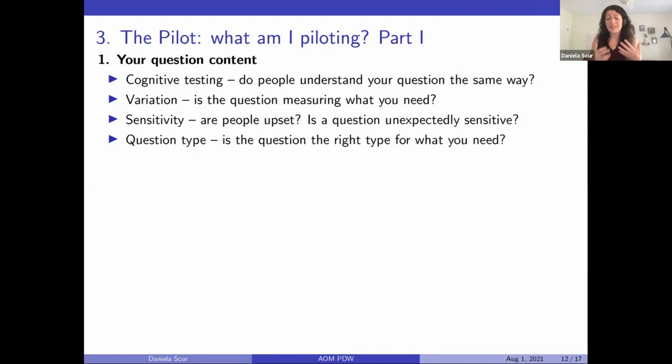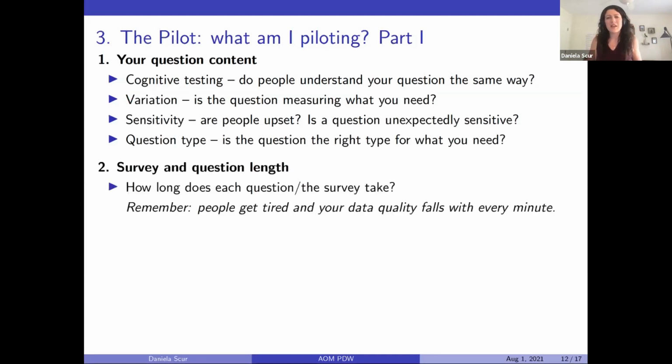Sensitivity, and especially again, across different languages, different cultures, different countries. Do people get upset about a particular question? You might not have thought it was sensitive, but it turns out it is. And then you have people calling your IRB and telling you that this is a bad survey. And then the question type: can you get to the simplest type of question?